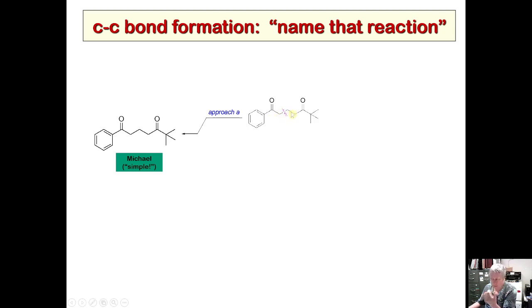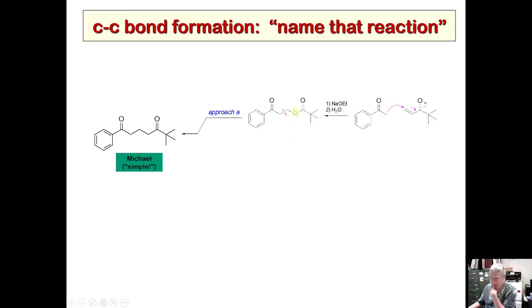And then you can imagine breaking this apart to be kind of like the Michael donor on the left, which will be the nucleophile, and the Michael acceptor on the right, which will be the electrophile. And you can kind of envision this would be the mechanism, how the donor attacks the acceptor and makes the product. Okay, what would approach B be?